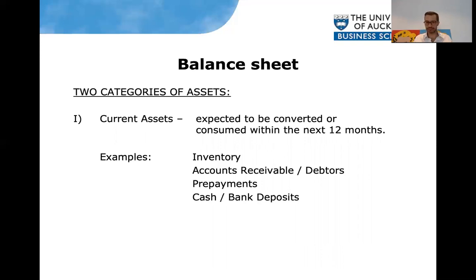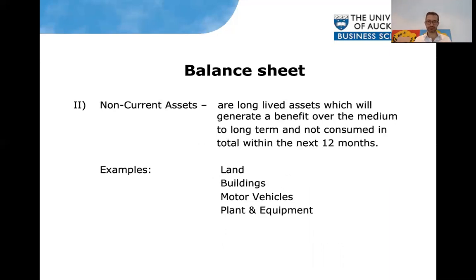Cash is the best asset you can have because it's by definition very short-term. You can use it any day. So current assets are assets that can be converted into cash within a short time frame, which is 12 months. The opposite is true for non-current assets, which again can also be called long-term assets. These types of assets are long-lived assets that you will need more than 12 months to convert into cash. So these are more medium to long-term assets.